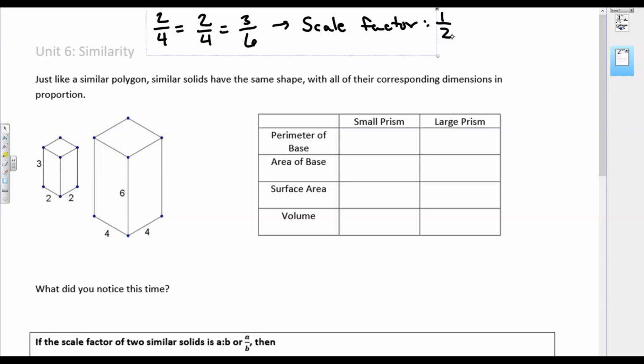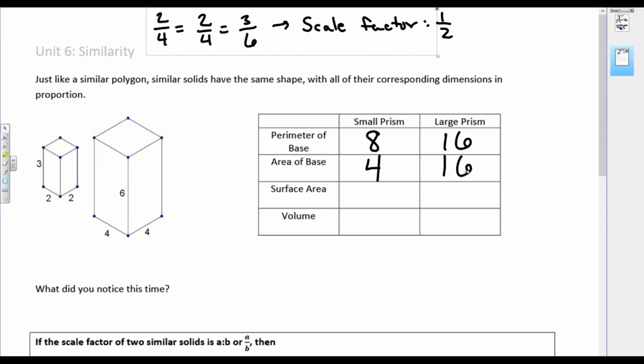I want to find the perimeter of the base. Well, the base is a square. So 2 plus 2 plus 2 plus 2 is going to get me 8 for the small. And then 4 plus 4 plus 4 plus 4 gets me 16 for the large. Now let's talk about area of the base. Area is side squared. 2 times 2 gets me 4. 4 times 4, on the other hand, gets me 16.